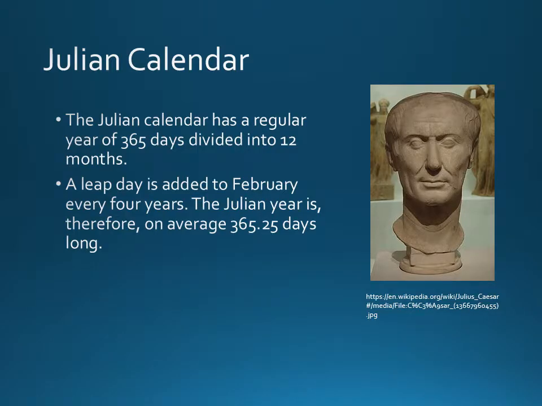The Julian calendar was introduced by Julius Caesar in 46 BC. The Julian calendar has a regular year of 365 days divided into 12 months. A leap day is added to February every 4 years. The Julian year is therefore, on the average, 365.25 days long. However, the tropical year is not exactly 365.25 days, and this led to errors.